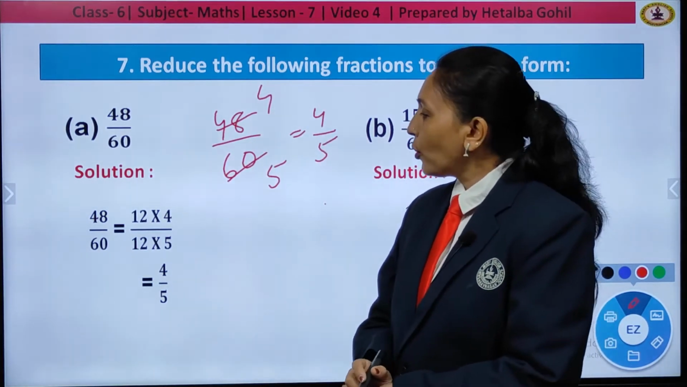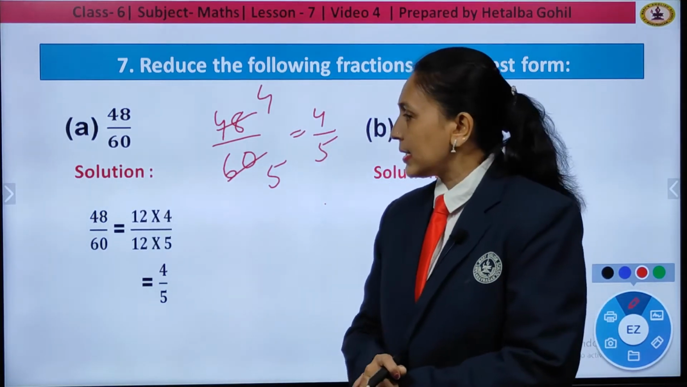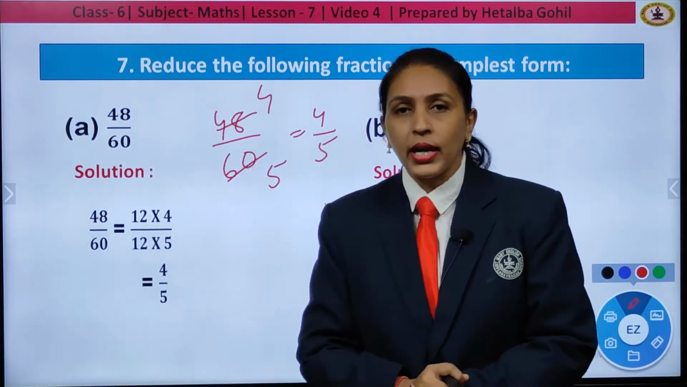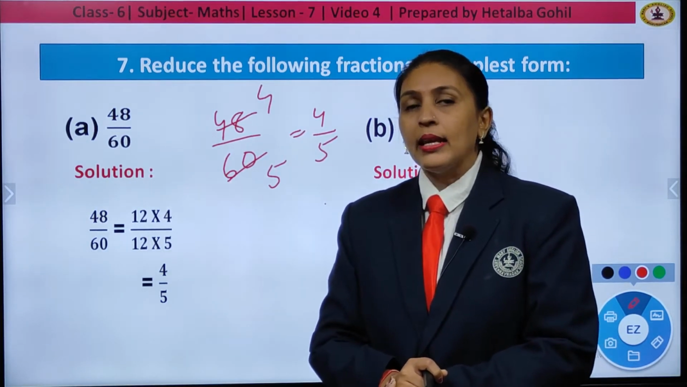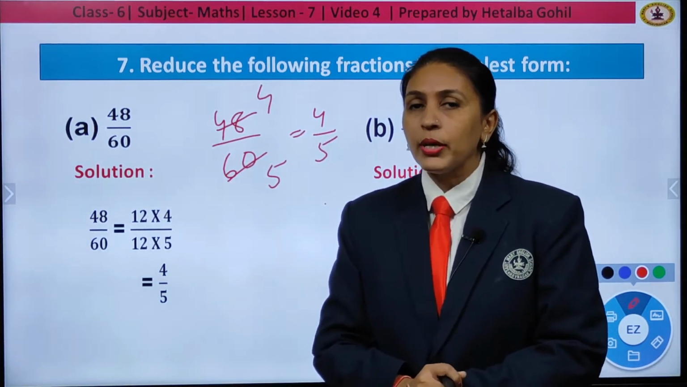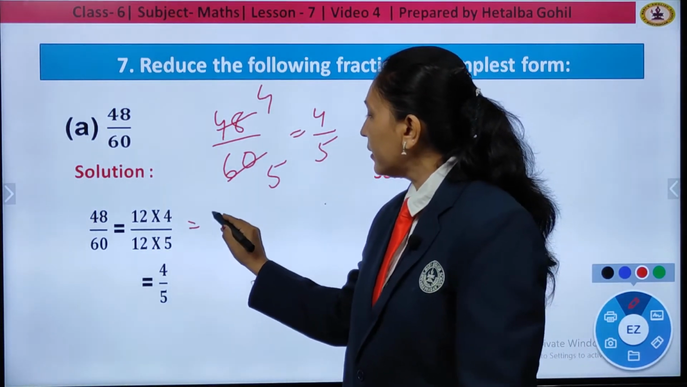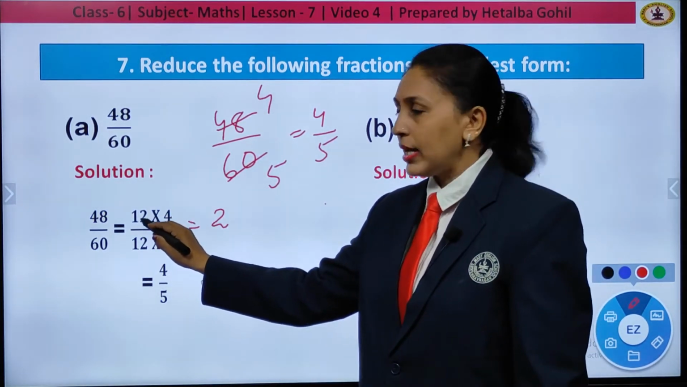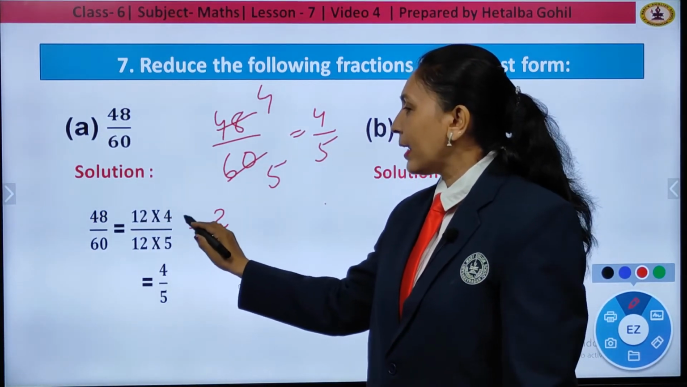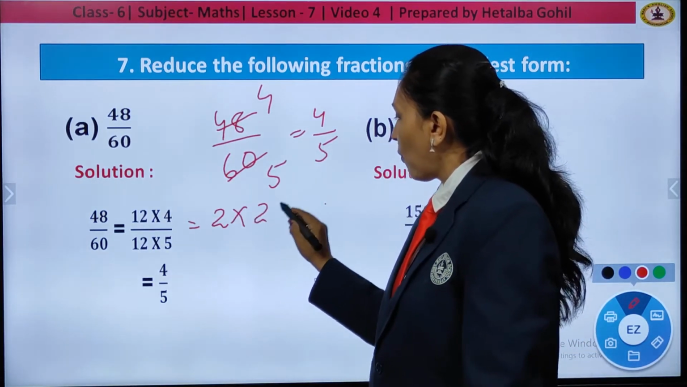And if you don't know, do one thing: get the prime factors of 48 and 60 and try to cut the same numbers from the numerator and the denominator, and the last remaining ones will be your simplest form. For example, here 48 is there, children. I will convert 48 into prime factors, that is 12 into 4.